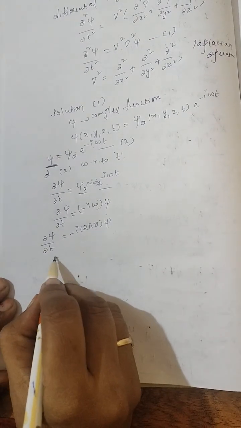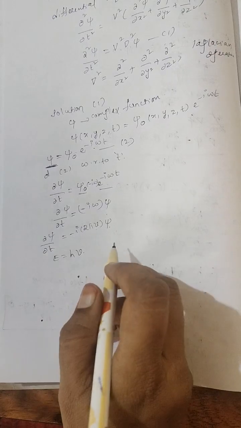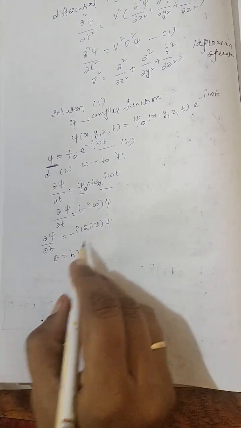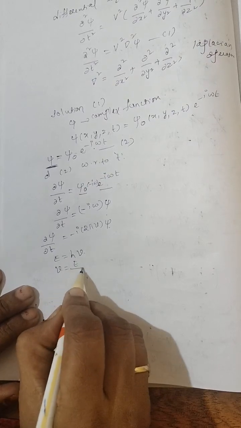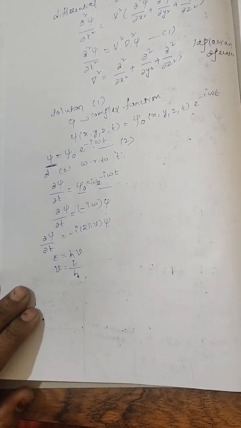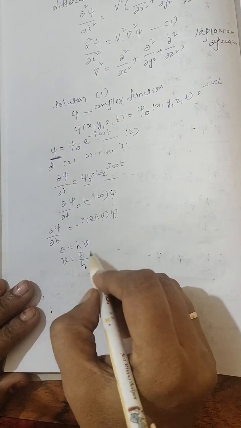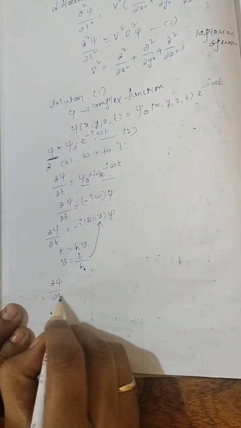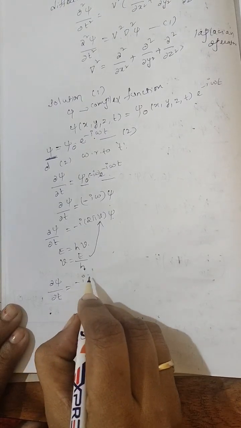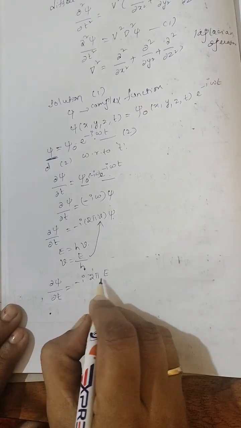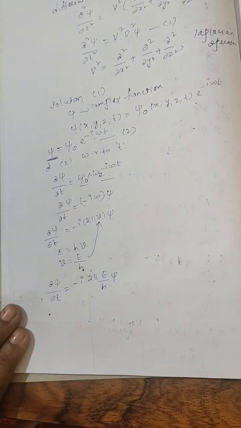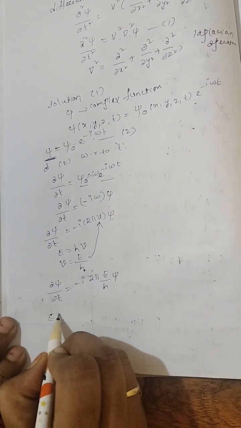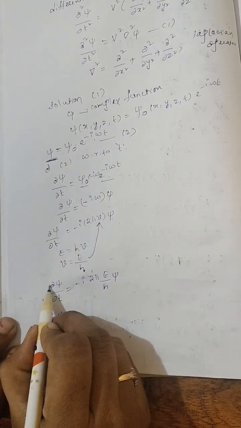Now we know that E is equal to h nu, where E is the energy of the particle, h is Planck's constant, nu is frequency. So from that, nu can be written as E by h, right? Now substituting this here, what we will get? Dou psi by dou t is equal to minus i 2 pi E by h into psi. Okay. Now put this E psi here only. I'm sending the other terms to this side.